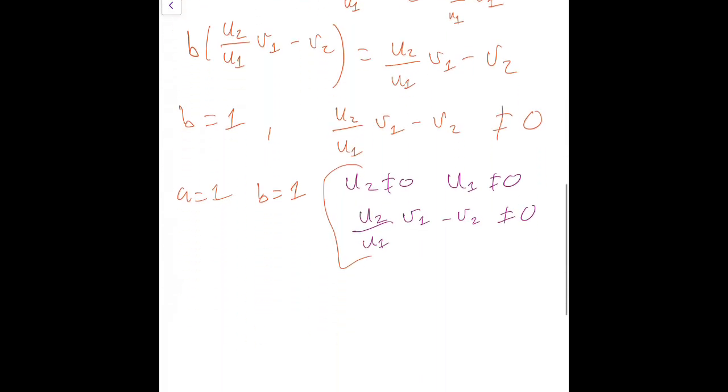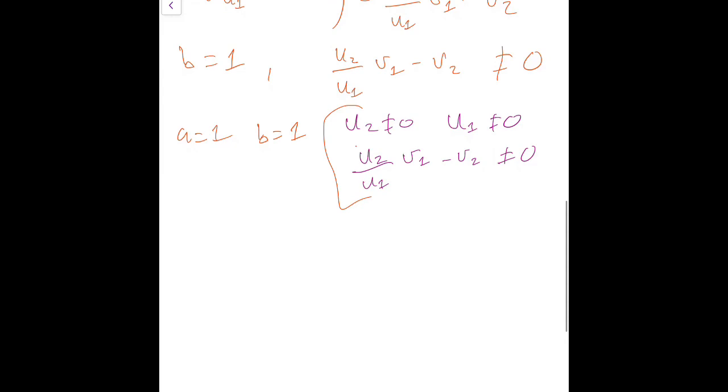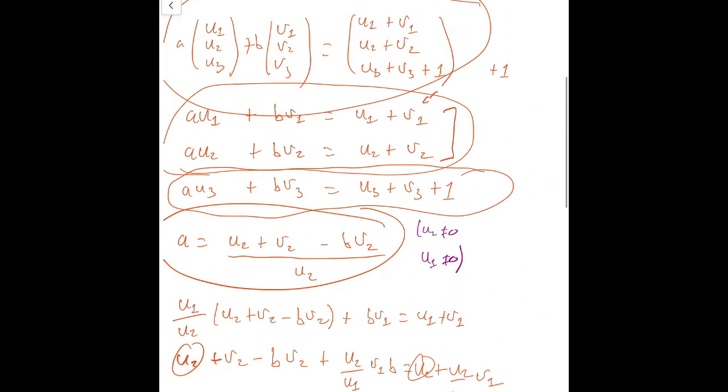Okay, so now let's think about what happens when these things are not satisfied. So when U2 is equal to 0, or U1 is equal to 0, or something else is equal to 0. Well, U1 not being equal to 0 and U2 not being equal to 0 is a little easier to deal with. So let's just come back up to these two equations and see what happens when U1 is equal to 0.